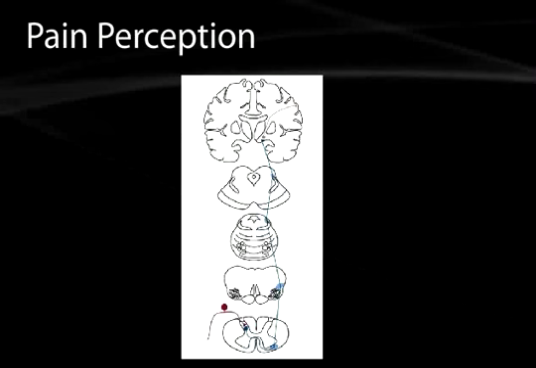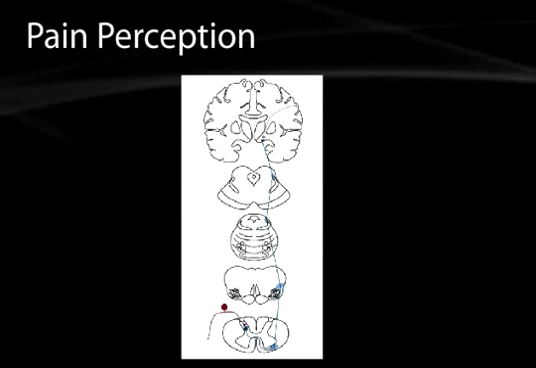So the first order neuron for the pain perception pathway is in the dorsal root ganglion. The second order neuron is sitting in the dorsal horn in the substantia gelatinosa. And the third order neuron is in the ventral posterior lateral nucleus of the thalamus. So both systems, both pain and proprioception, have first order neurons in the dorsal root ganglion and third order neurons in the ventral posterior lateral nucleus.